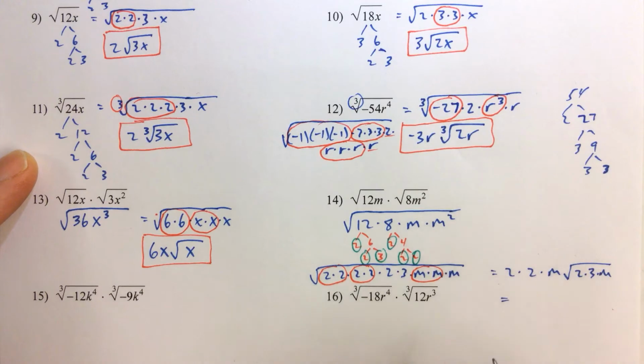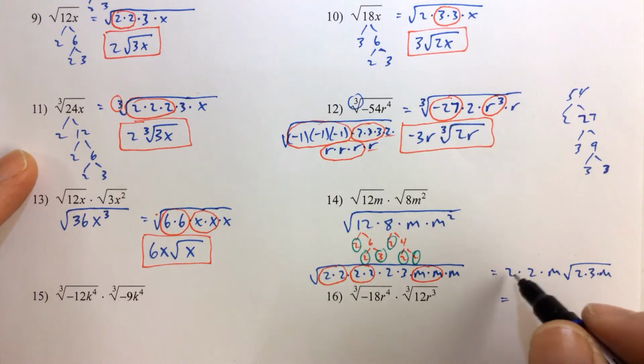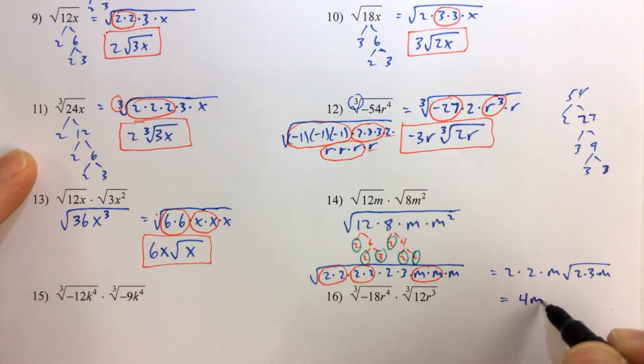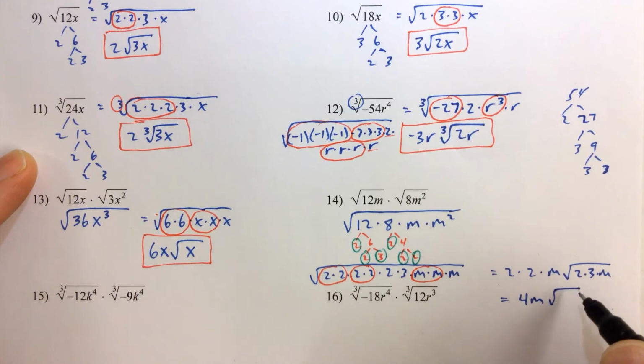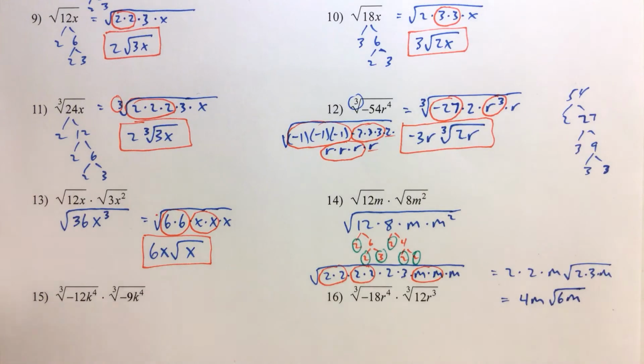And what we want to do is write this as concisely as we can. So 2 times 2 gives us 4, times m is 4m, multiplied by the square root of 2 times 3 is 6, m.